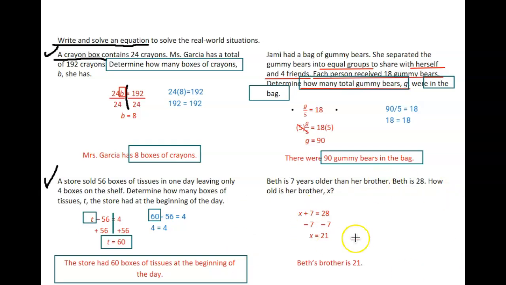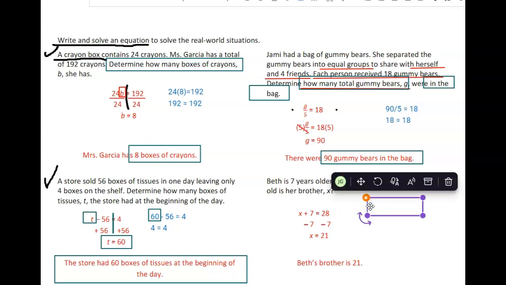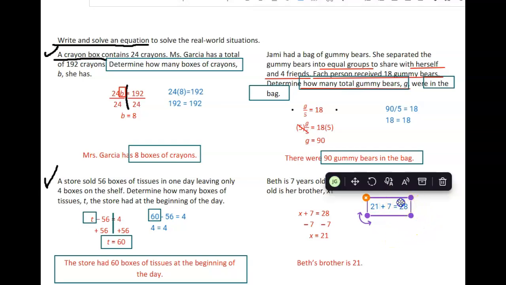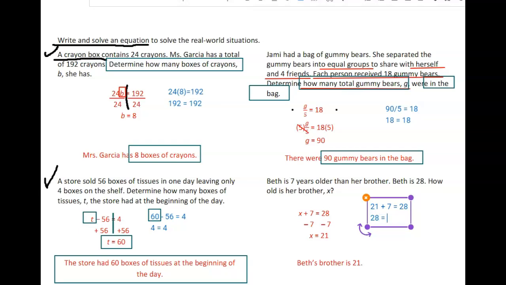I have given you the equation and solution for the last problem. You are going to make sure you plug the solution into the original equation. So if your solution is 21, and 21 does in fact equal 28, so you have completed the solution properly. Please make sure you plug your solutions in and check your work.